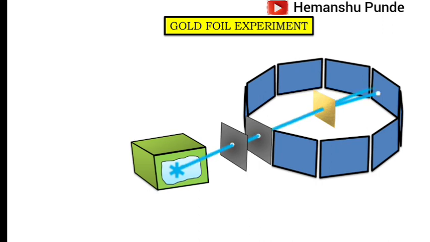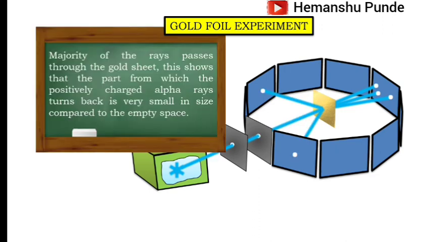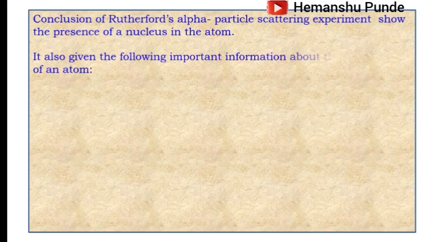So finally, what will happen here? These are the rays. The majority of rays pass through the gold sheet. This shows that the part from which the positively charged alpha rays turn back is very small in size compared to the empty space. So what is the conclusion of Rutherford's alpha particle scattering experiment? It shows the presence of a nucleus in the atom. Yes, there is a nucleus in this atom.